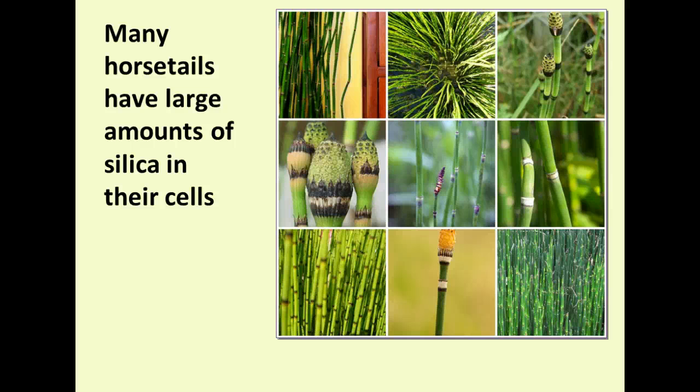And a lot of them have silica, so sand-like substances. So the Native Americans, whenever they could find these, would use them to scour their pots. So sometimes people would call them scouring rushes. Well, they're not rushes.